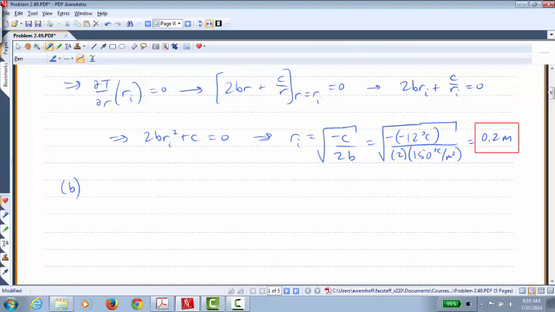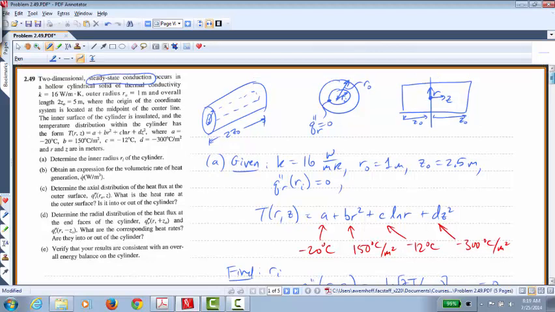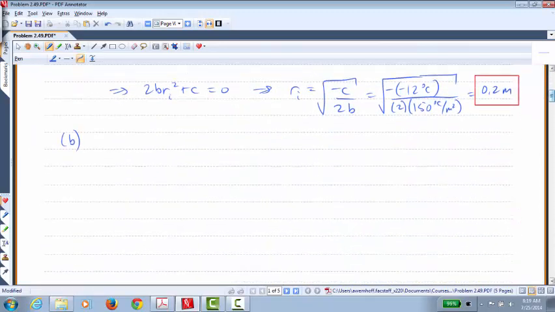Okay, part B, if we go up to the top here, it says obtain an expression for the volumetric rate of heat generation Q dot. And what we're going to do here is there's a couple of different ways we could have done this. We could have essentially followed the rest of the problem. We could have done an energy balance of the whole thing, found the heat flux out both the sides and the ends of the cylinder here, and done an energy balance to figure out Q dot. What we're going to do instead is a little bit more direct, and that's where we're going to apply it into the heat equation.